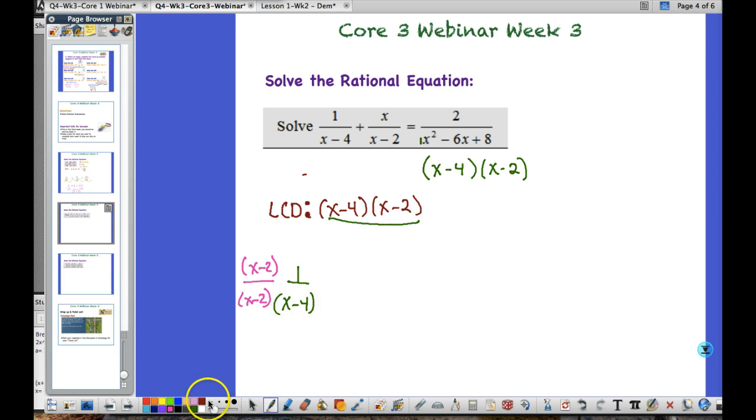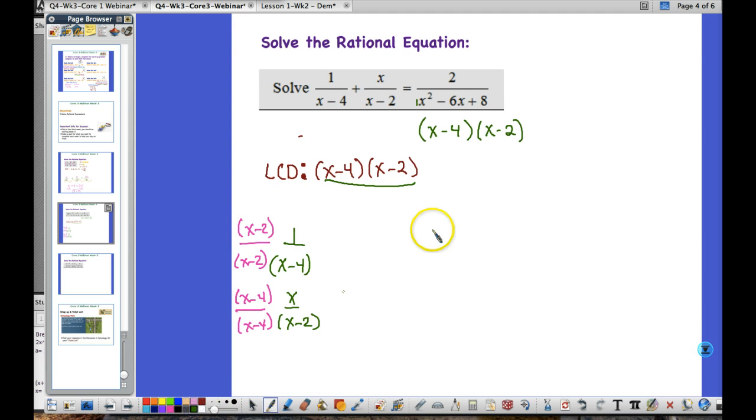And then on the next one, we have x over x minus 2. So we have to figure out, okay, what's missing there? Well, if I look at this LCD, I have the x minus 2, but I don't have the x minus 4. So I would need to multiply the top and the bottom by x minus 4. And I'm on to my last one, and that is 2 over all that. Well, nothing's missing here, right? Because when I factor it, that is my LCD. So that one I don't have to multiply anything by.